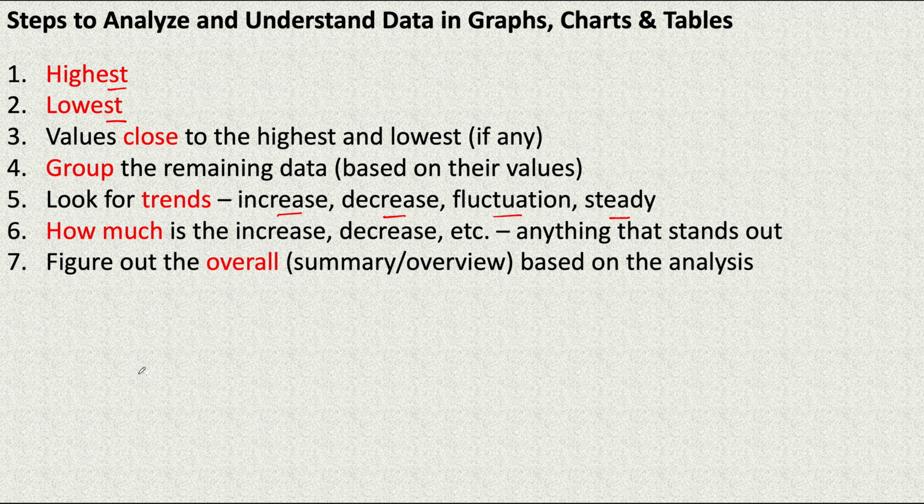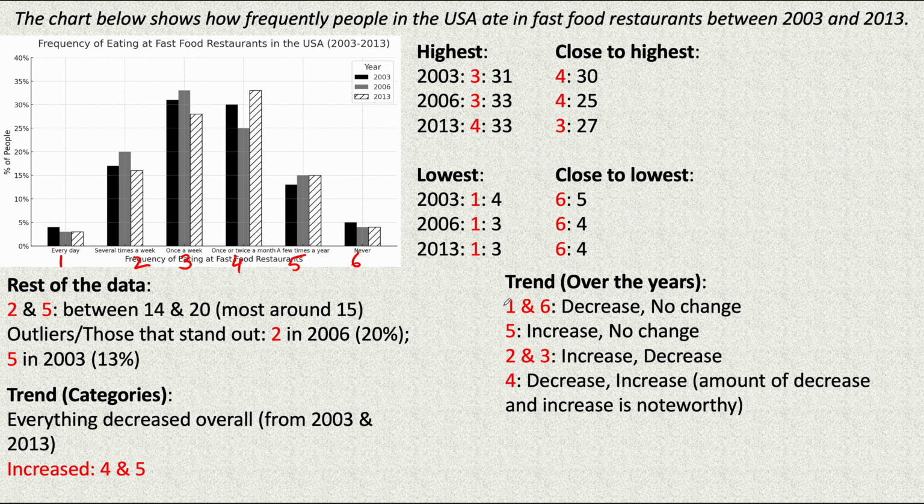Now we try to look for the details of increase and decrease. When we look for details, we see a similarity in trend of certain categories. The first and sixth categories first decrease, and then there is almost no change. The same we see here as well. The fifth category increases, and again there is no change. So there is no change between 2006 and 2013 in three categories.